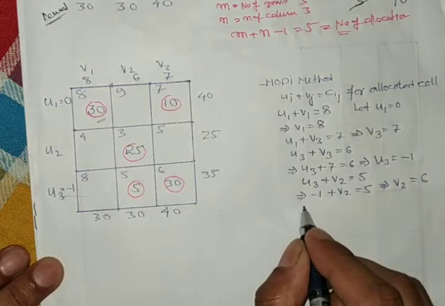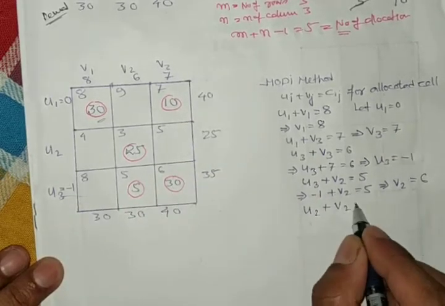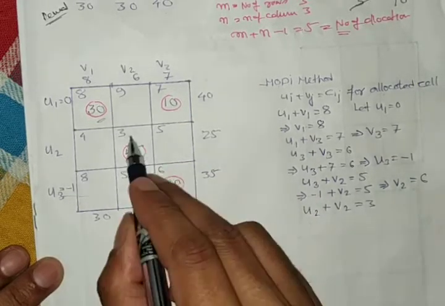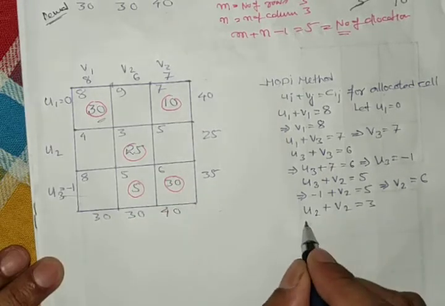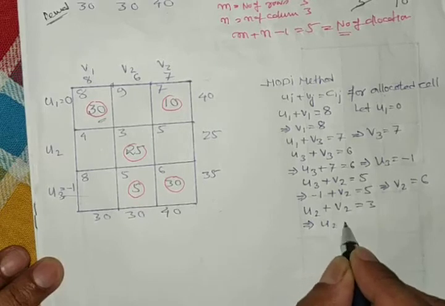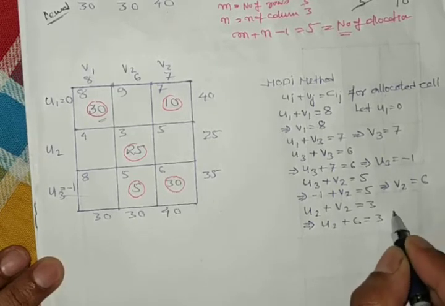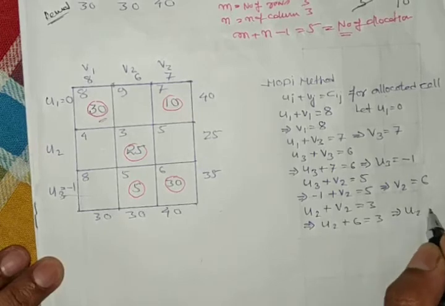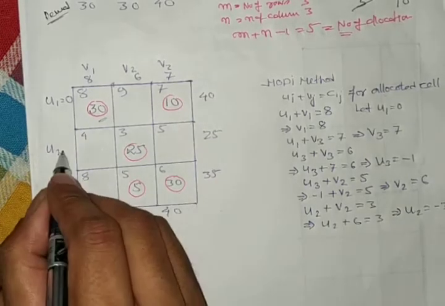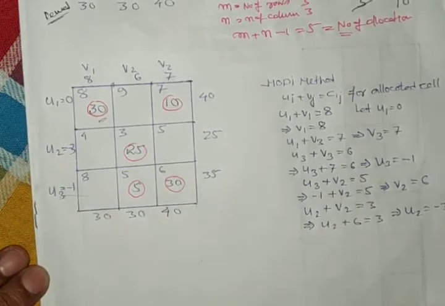Similarly, U2 plus V2 is equal to 3. So U2 plus 6 equals 3, so ultimately U2 will be minus 3. So this is the value.